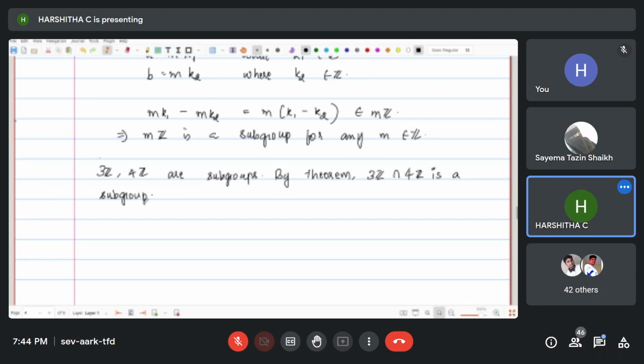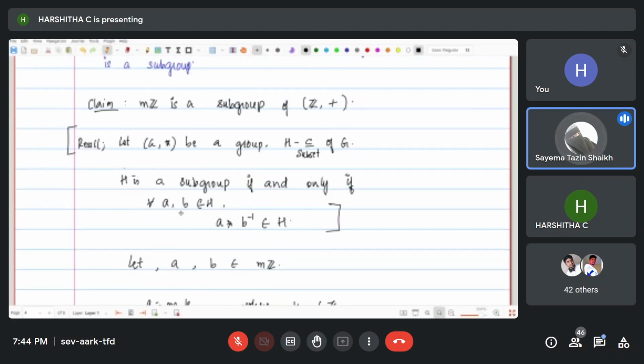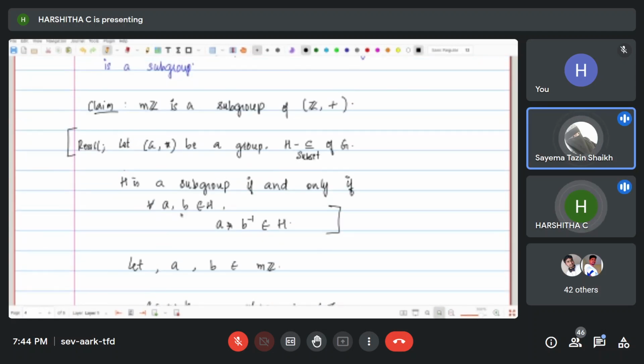Does the condition you used above also hold for infinite groups? Yes, it holds for any group. Any more questions?